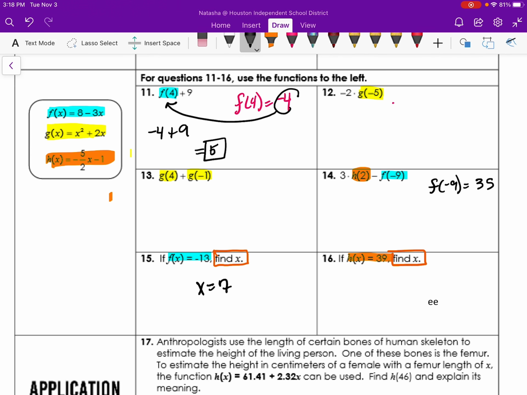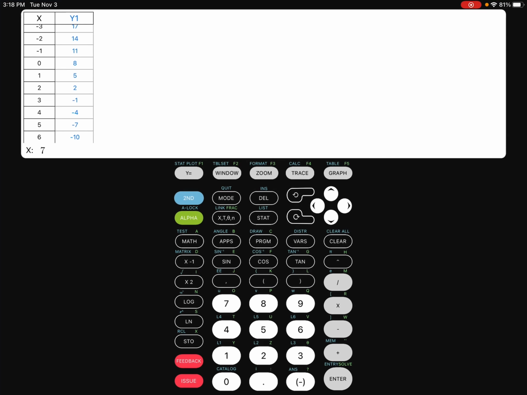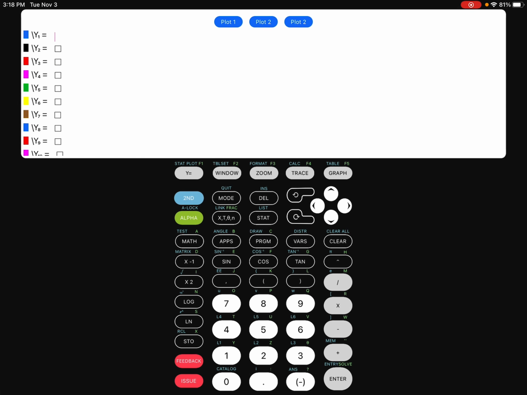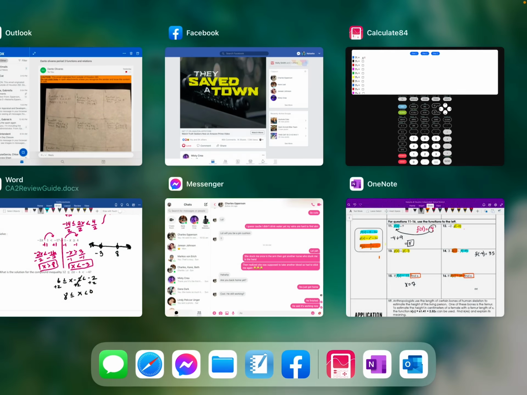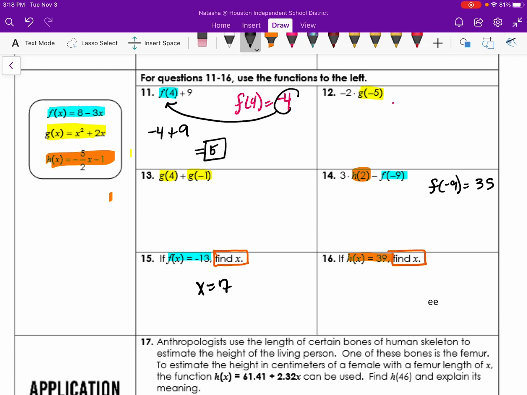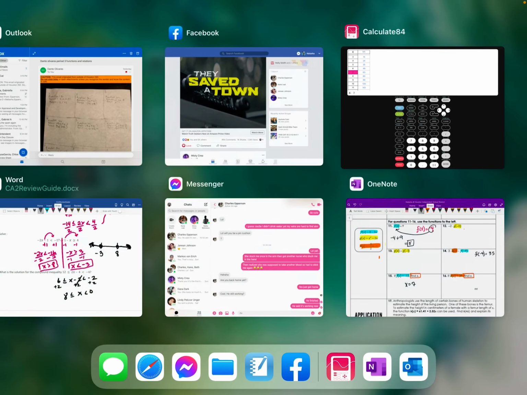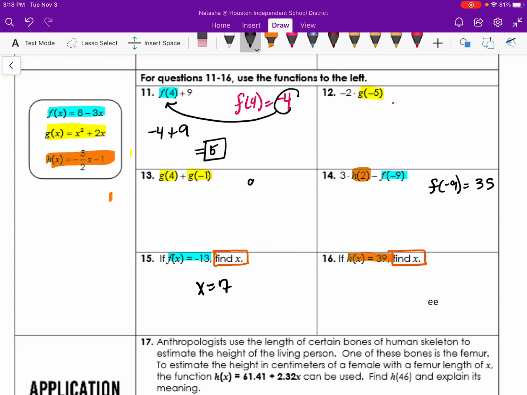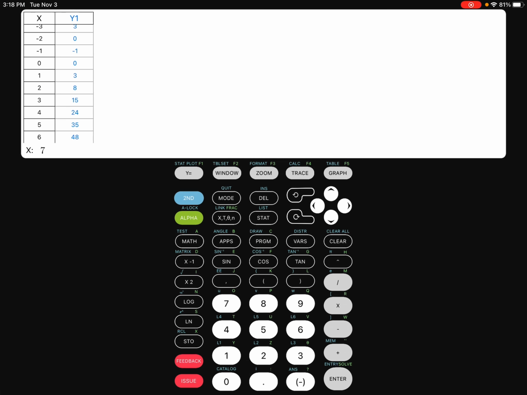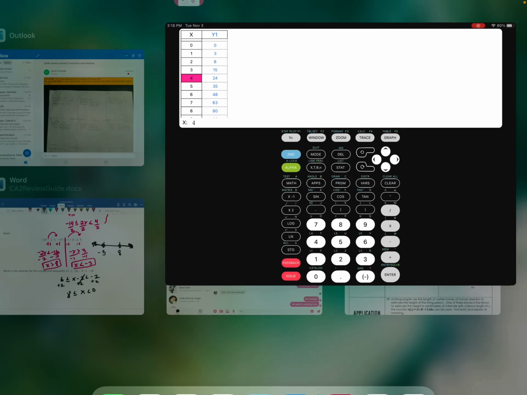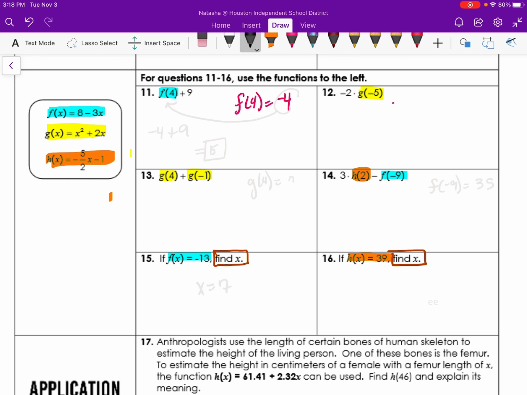So let's find our g. Let's do one more. Let's do g of x. So that's going to be x squared plus 2x. We're going to do a second graph. And we're looking for g of 4, which is going to be equal to 24.